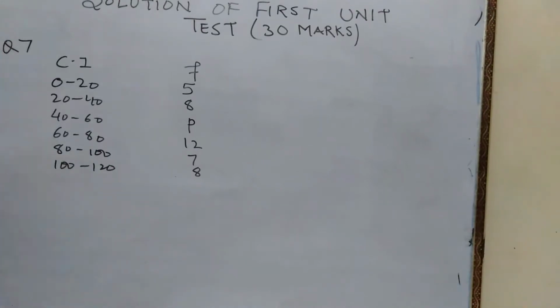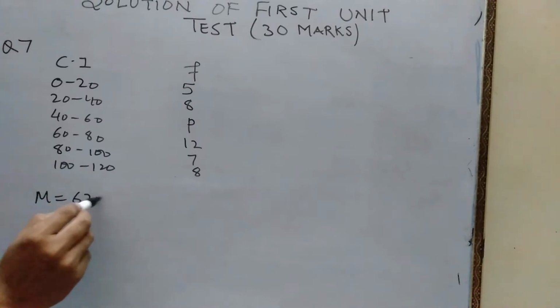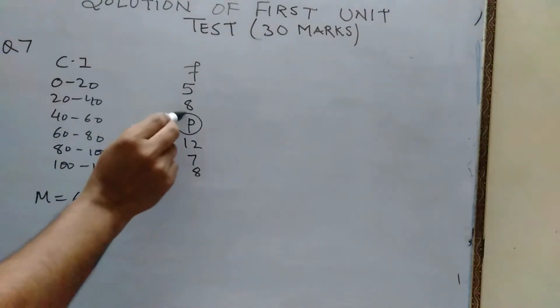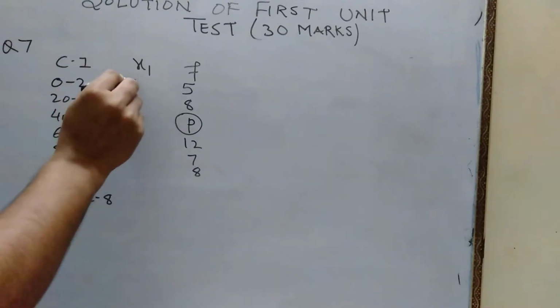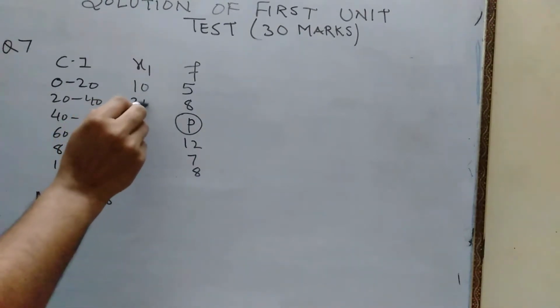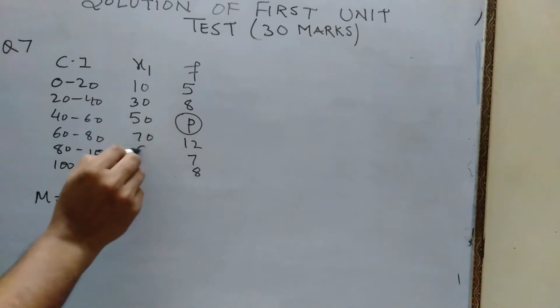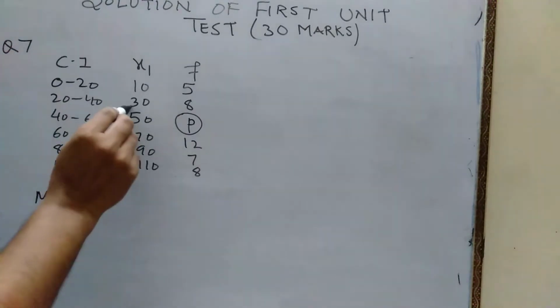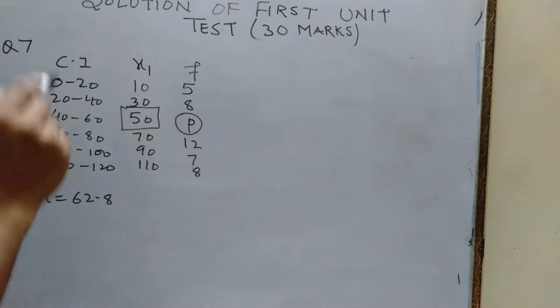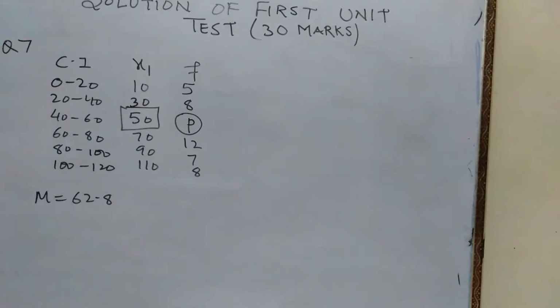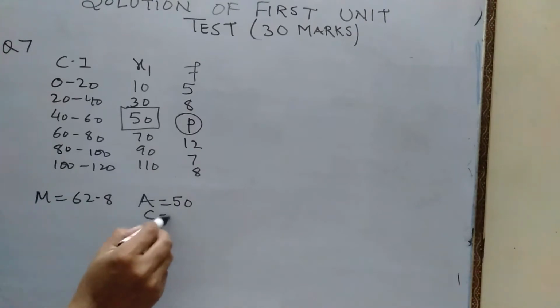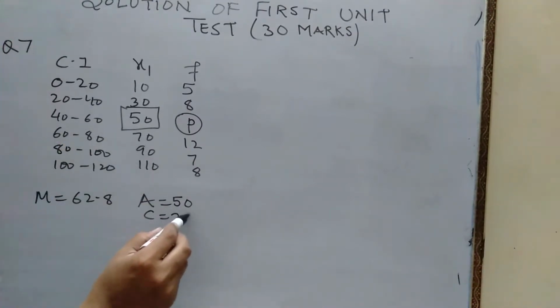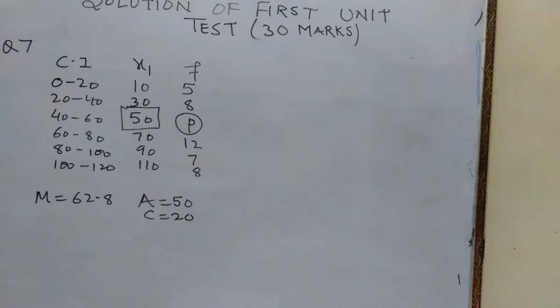In question number 7, we have mean given 62.8 and we have to find out the unknown term p. So firstly we'll find out the class mark. Class mark is the mid value of class interval, that is 10, 30, 50, 70, 90, 110. We will take any of the number in between 10 to 110 as assumed mean, and the class size is 20. Class size is the difference of upper limit and lower limit.